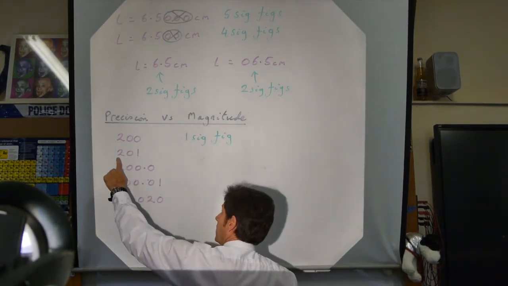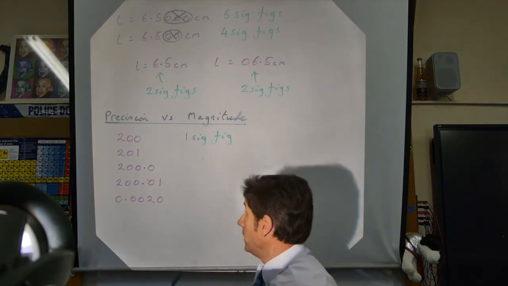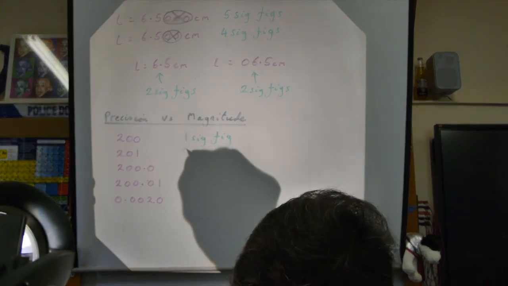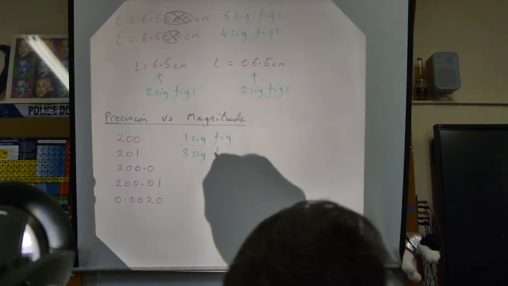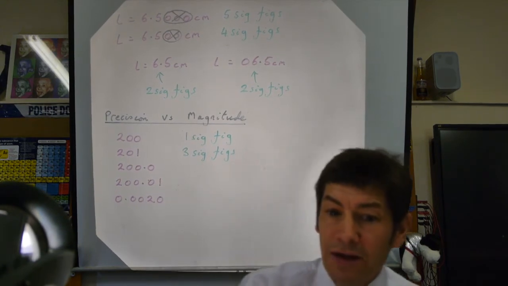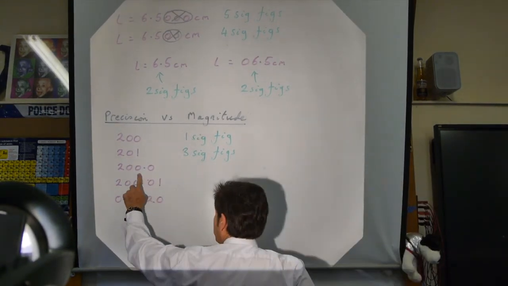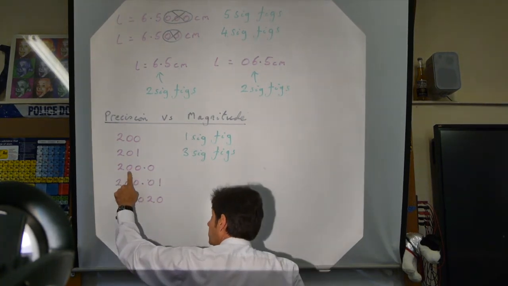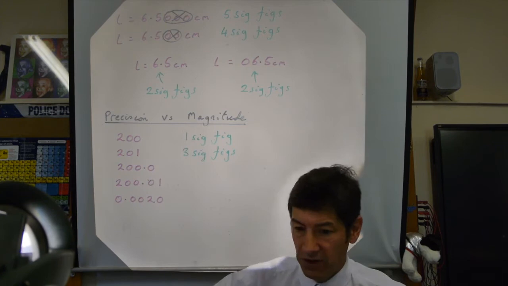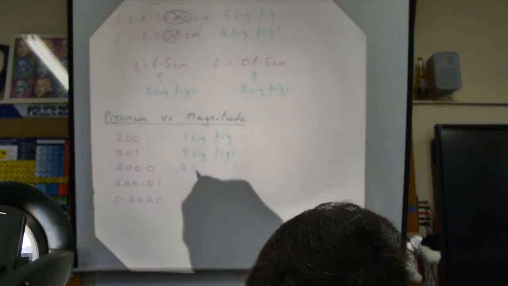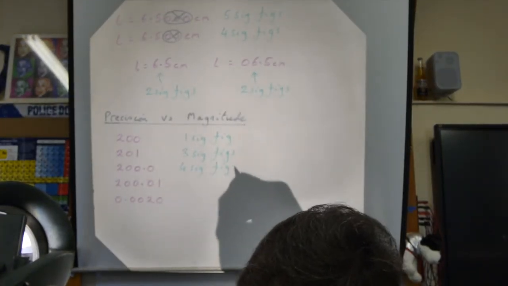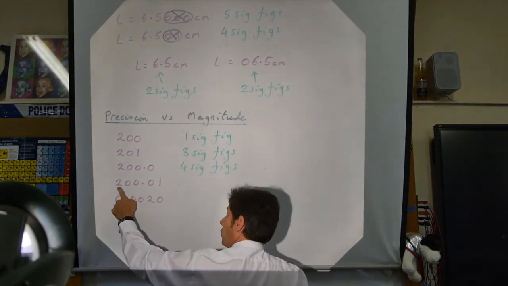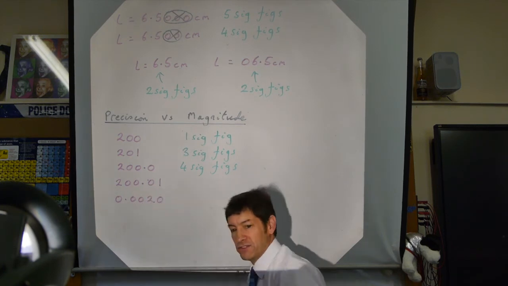So here we go to the nearest 1. So we've got 1, 2, 3 significant figures. Now, what about this one? Well, we're measuring to the nearest tenth here, precision to the nearest tenth. So 1, 2, 3, 4 significant figures. And you can see where this is going, to the nearest hundredth. 1, 2, 3, 4, 5 significant figures.